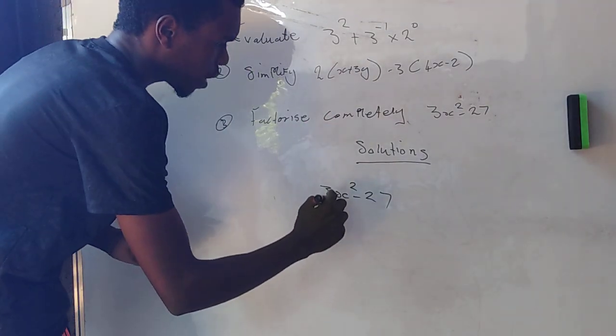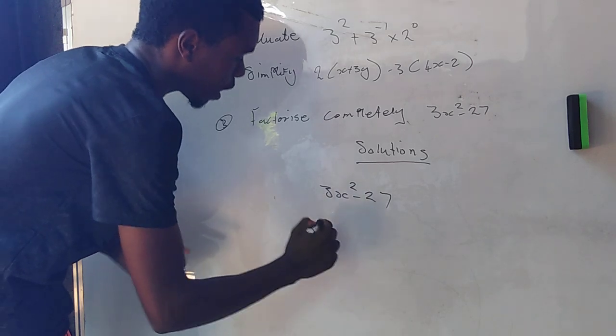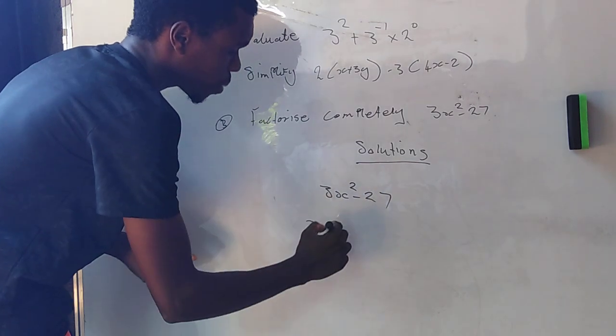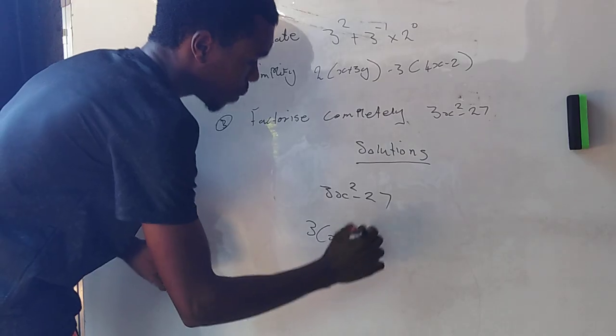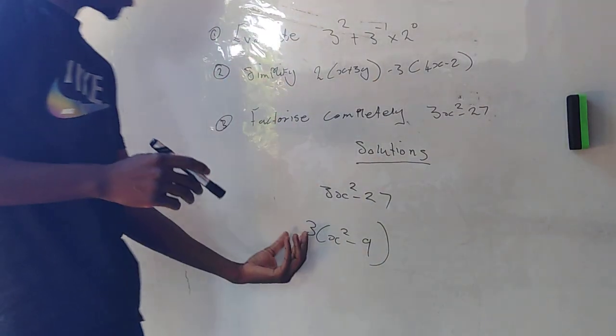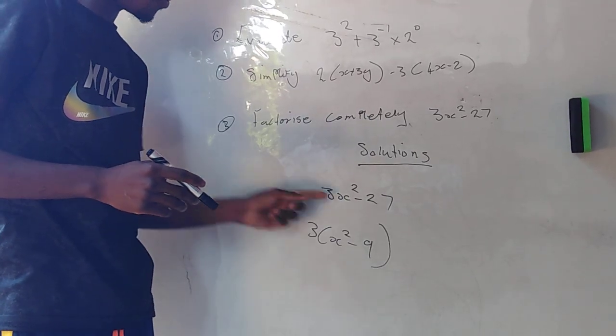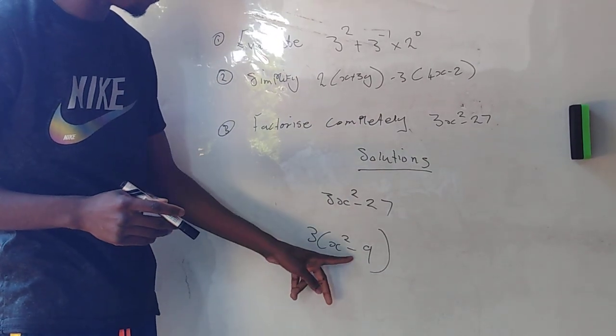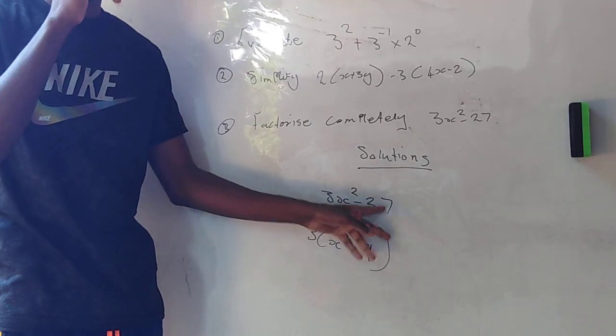So I'm going to say 3 here. I open the bracket, I'm remaining with x squared here minus a 9. I haven't changed anything here. If I do 3 times x squared, I'm going to have 3x squared. If I do 3 multiplied by a negative 9, I'm going to have a negative 27. Nothing has changed there.